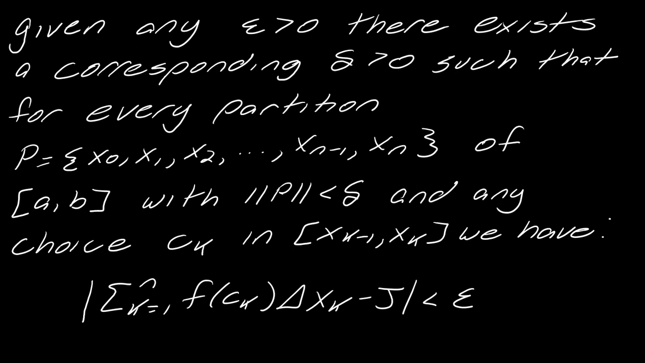Given any epsilon greater than 0, there exists a corresponding delta greater than 0 such that for every partition P of the closed interval with the norm less than delta, and any choice of c sub k in one of our subintervals, we have that the Riemann sum minus the definite integral will be less than epsilon. So what the heck is this saying? This is creating a very important connection between things we've been building on. It says that the definite integral is related to those Riemann sums that we were working with.